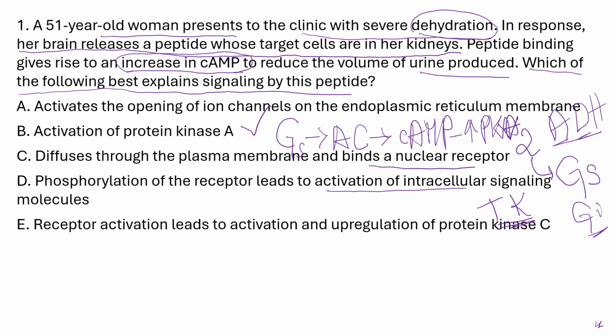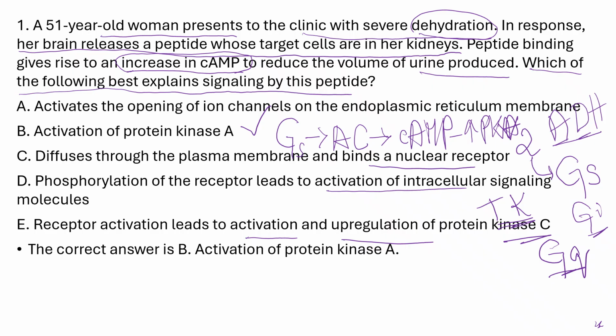And receptor activation leading to activation and upregulation of protein kinase C. The protein kinase C is mainly by which G protein? That is Gq, right? So Gq, lots of C's: phospholipase C, IP3, DAG, calcium, protein kinase C. That is Gq, right? So not Gs. So the correct answer is activation of protein kinase A.